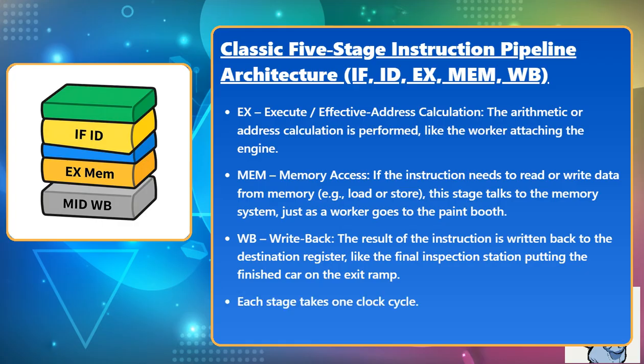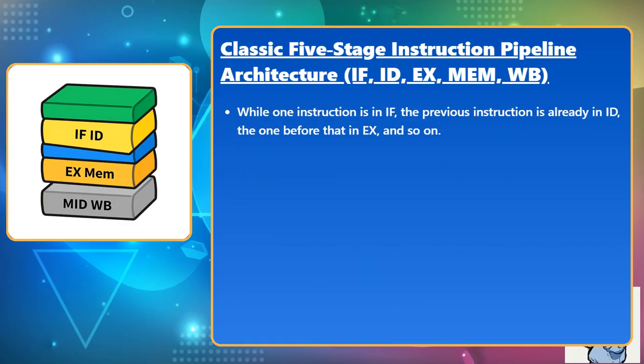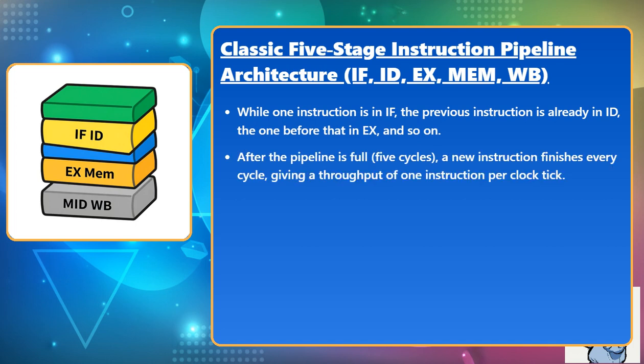Each stage takes 1 clock cycle. While one instruction is in IF, the previous instruction is already in ID, the one before that in EX, and so on. After the pipeline is full, 5 cycles, a new instruction finishes every cycle, giving a throughput of 1 instruction per clock tick. A simple picture.